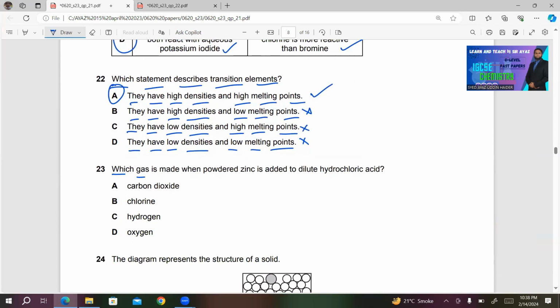23. Which gas is made when powdered zinc is added to dilute hydrochloric acid? This is the reaction between acid and metal. Zinc is a metal. Hydrochloric acid is an acid. So whenever acid reacts with metal, hydrogen gas is produced. So this one is very easy. C will be the right answer.